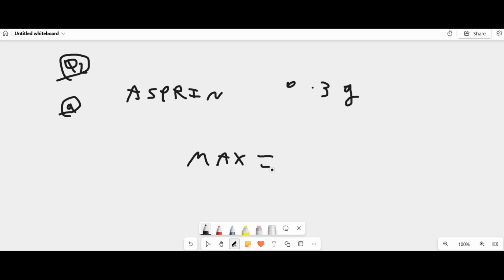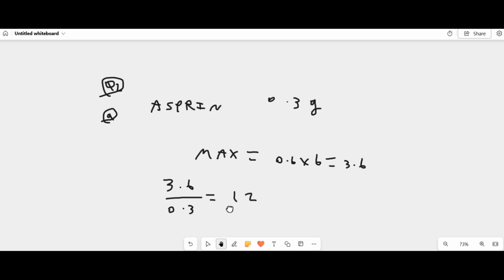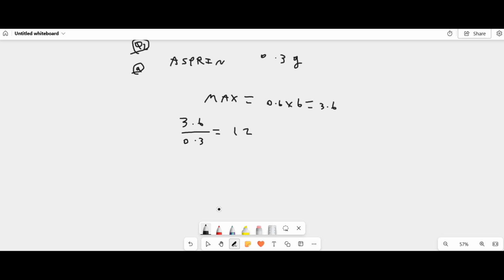0.6 every 4 hours, in 24 hours, which is how many hours there are in a typical day. That's going to be 6 times, because 6 times 4 is 24. So you need to multiply the 0.6 every 4 hours by 6, because 6 times 4 is how many hours in a day. That's going to be 3.6. Now you've got 3.6 grams maximum in a day. How many tablets is that? Well, it's 0.3 grams in one tablet, so 3.6 divided by 0.3 is 12. So that means it's 12 tablets of aspirin.